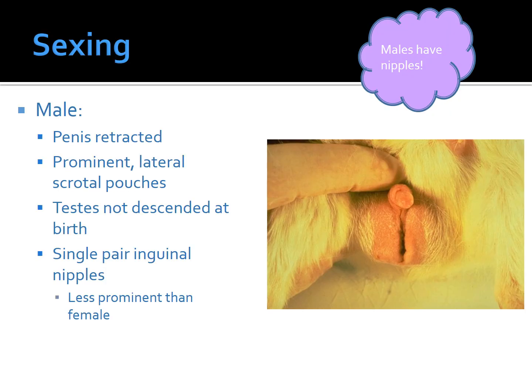Sexing is interesting. The males have a penis that's retracted and you can actually push out. They have prominent lateral scrotal pouches. Those testes don't descend at birth, it's a little bit later. And unlike many of the other rodents, they actually have a pair of nipples in the inguinal region, right up in that inguinal space. Those nipples are less prominent than the female's. So there could be a true or false question: true or false, do male guinea pigs have nipples? You will now know the answer.